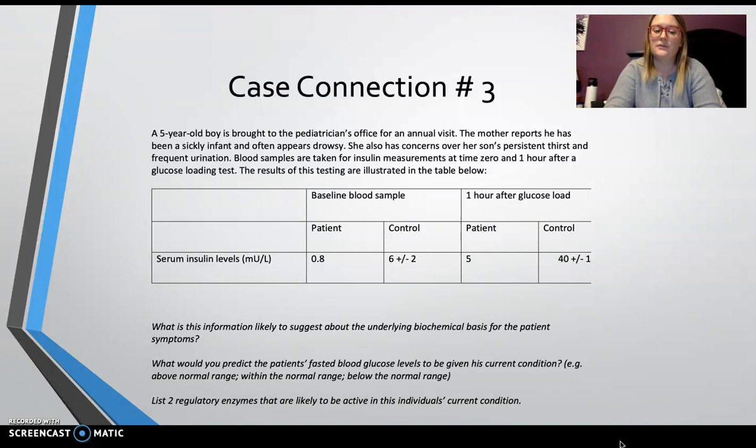And so the questions to address here are, what is this information likely to suggest about the underlying biochemical basis for this patient's symptoms? What would you predict the patient's fasted blood glucose levels to be given his current condition? And to also list 2 regulatory enzymes that are likely to be active in this individual's current conditions.